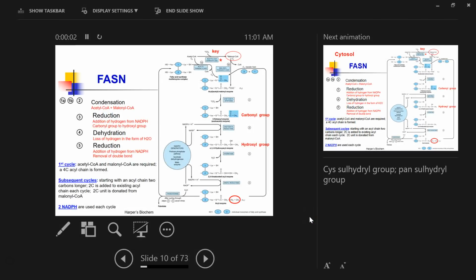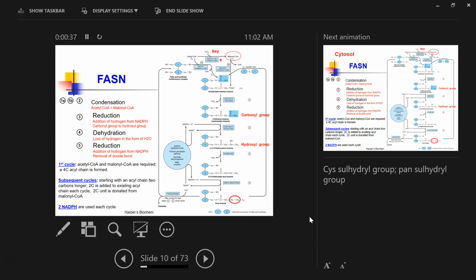Okay, so this slide, right? But you don't need to remember exactly which enzyme catalyzes condensation, or which enzyme is responsible for reduction or dehydration. But the four steps, right? And most importantly, you need to know this synthesis process is actually cycling, right? So each cycle you're adding a 2 carbon unit to extend the chain.